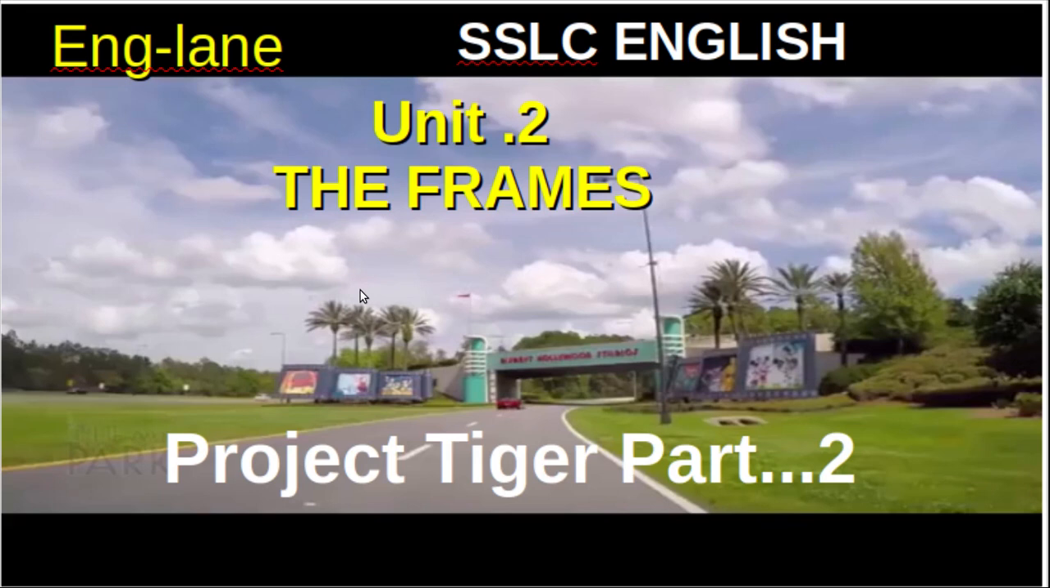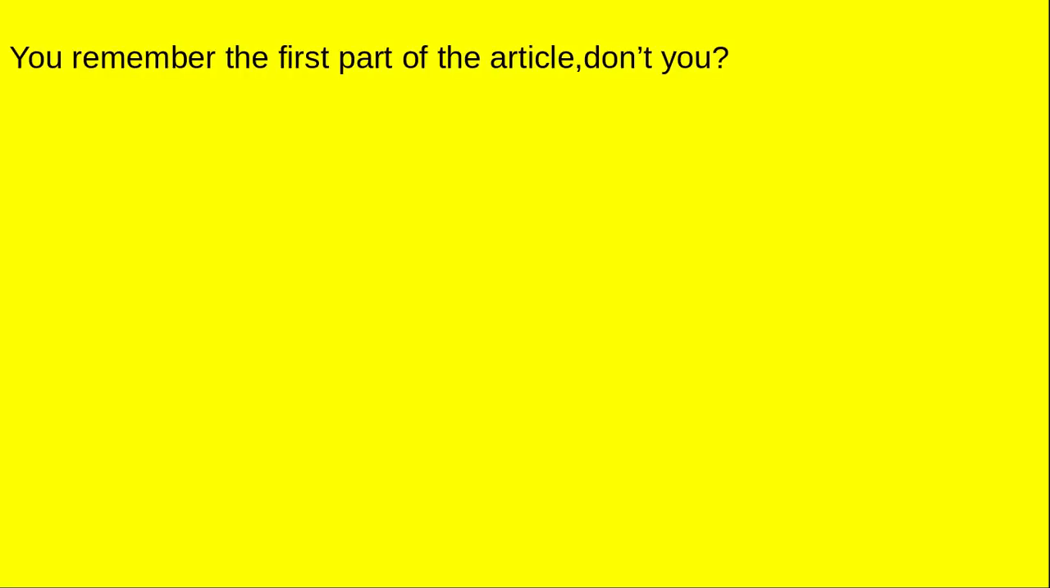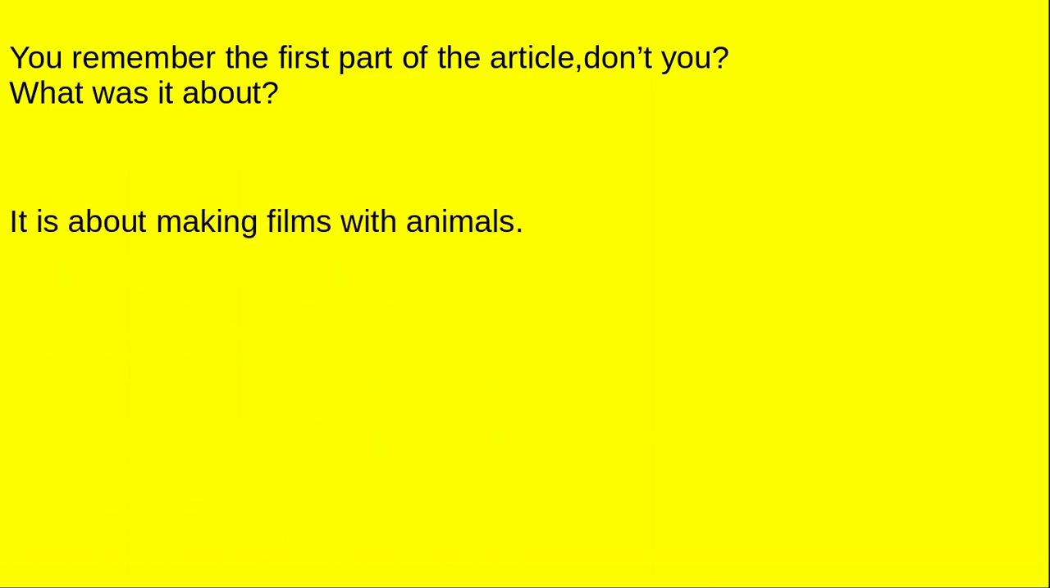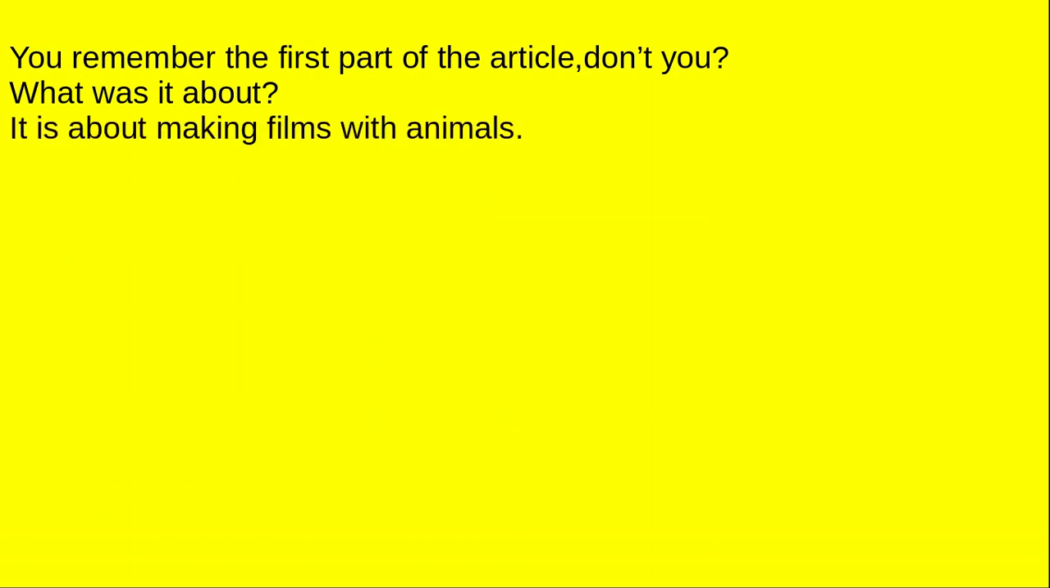Today I am with SSLC English Unit 2, The Frames, Lesson 1, Project Tiger, Part 2. Yes, you remember the first part of the article, don't you? You remember that it is an extract from Satyajit Ray's memoir, Childhood Days. What was it about? It was about making films with animals. And you remember, he pays his reverence to Hollywood.